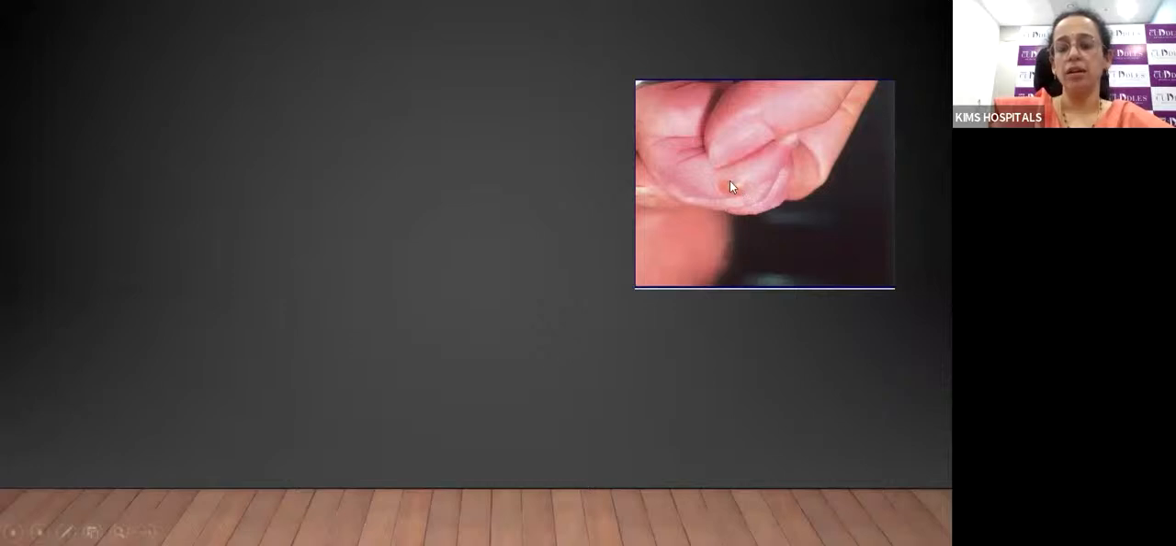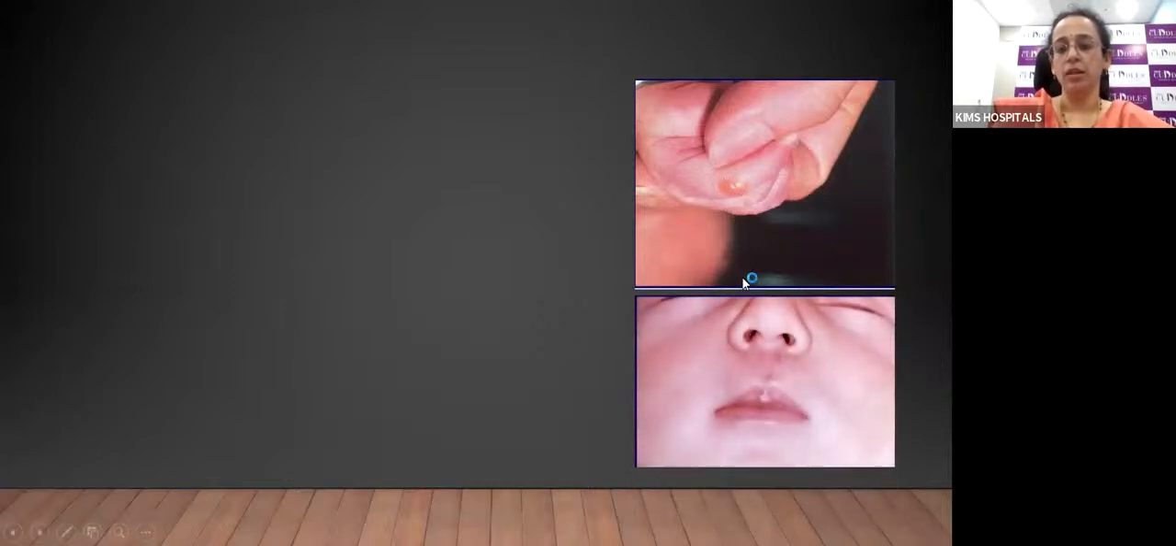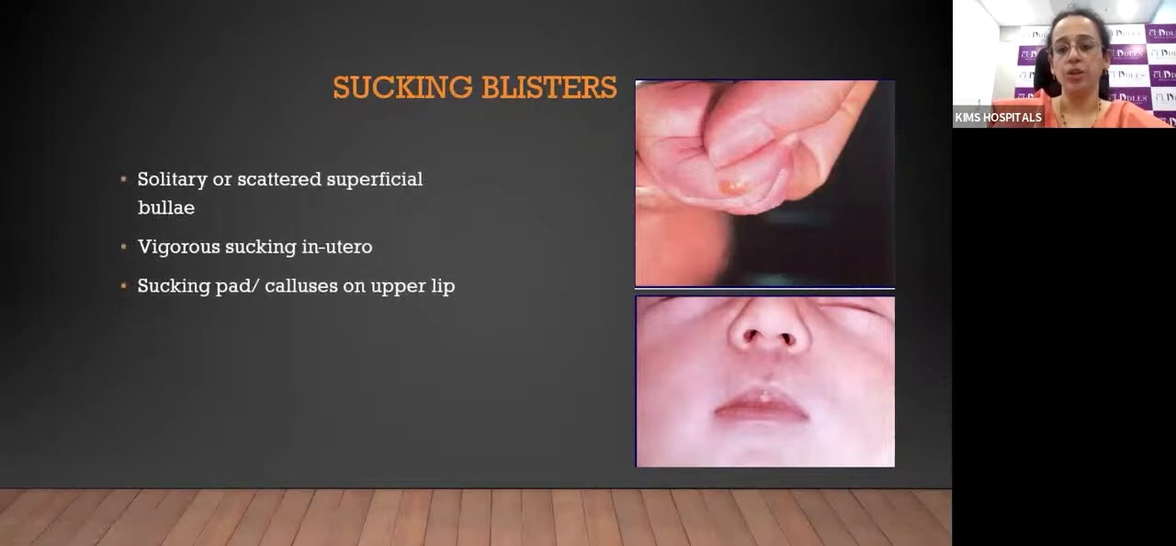Here we can see a blister kind of thing over the finger of the baby. The same can be seen over the upper lip of the baby. These are called sucking blisters. In the intrauterine period, it shows that the baby had been sucking vigorously on the finger or the upper lip. On the upper lip, these are called sucking pads and calluses. They are also harmless conditions which disappear over time.